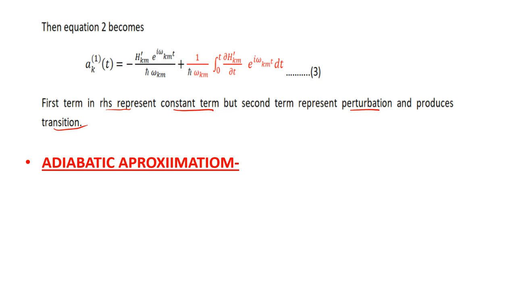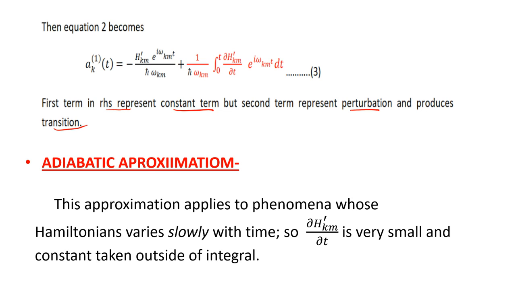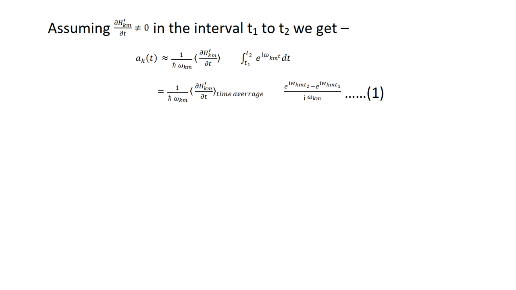Now the perturbation divides into adiabatic and sudden. In the case of adiabatic approximation, we assume the rate of change of H dash km is very small, very slow, so it will be taken outside of the integral. The first term vanishes, so this is approximately equal to this, and del H dash km upon del t is not equal to 0 in the interval t1 to t2.